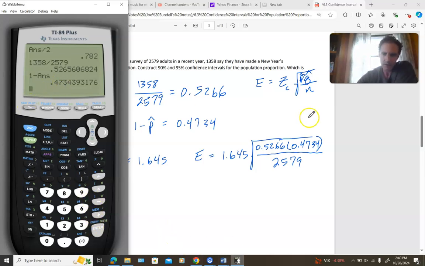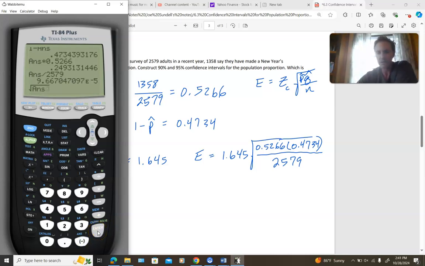Since I've already got q hat in there, I can go ahead and multiply it by p hat, 0.5266, hit enter. Then I can divide that by the size of the sample, hit enter. Look, this e to the -5 means this is a pretty small decimal. And then I can take the square root of this answer. So I hit second answer. See, this saves me from having to type in everything individually.